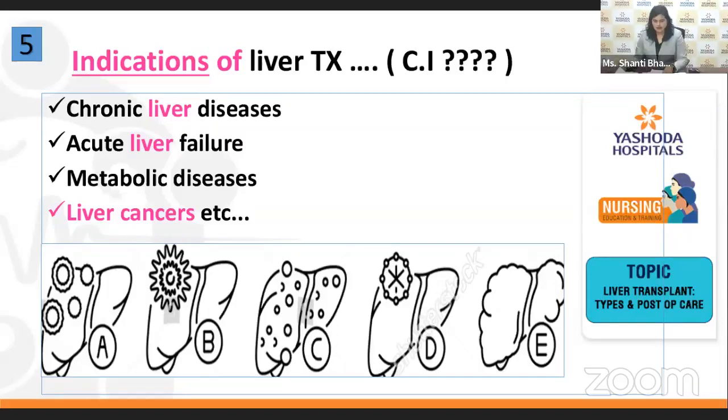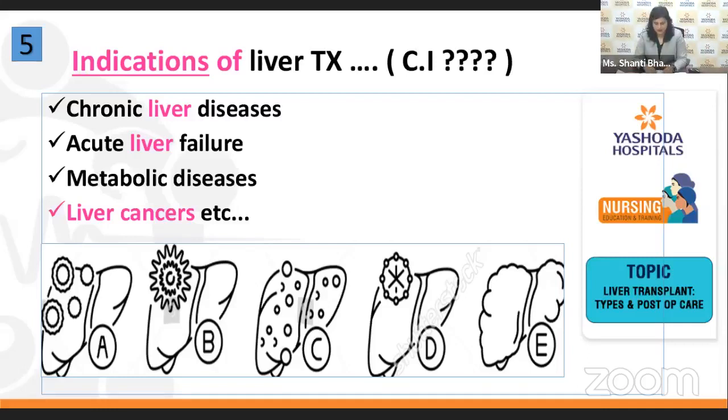When we talk about the indications, you must be receiving a lot of cases like chronic liver disease and acute liver failure as well. And we would also like to understand the metabolic diseases requiring surgery.